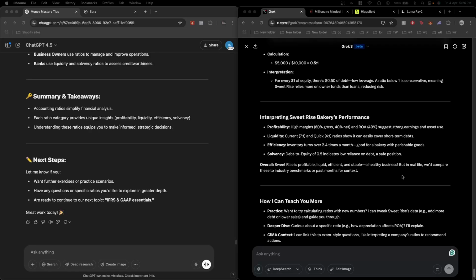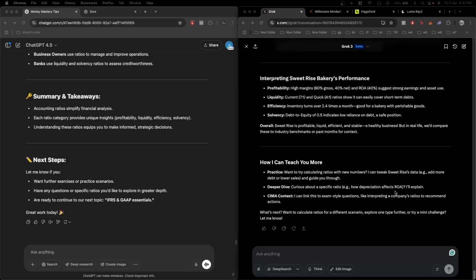Efficiency: inventory turnover 2.4 times a month, good for a bakery with perishable goods. Solvency: debt to equity of 0.5 indicates low reliance on debt and therefore a safe position. Overall, Sweet Rice is profitable, liquid, efficient, and stable, a healthy business. But in real life, we'd compare these to industry benchmarks or past months for context.